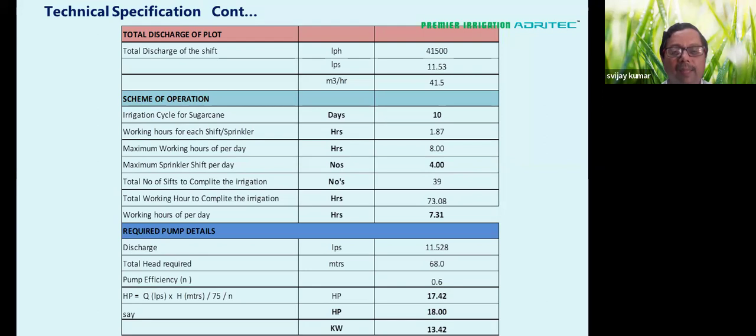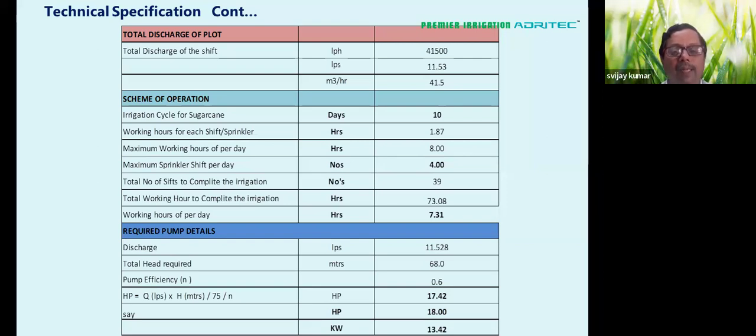Now coming to the scheme of operation, which I explained earlier, it is a 10-day cycle. The working hours for each shift we calculated is around 1.87 hours, and the maximum number of working hours is 8 hours, so each shift will take around 2 hours. So 4 shifts will come each day, and the total number of shifts to be covered in the 10-day cycle is 39. The total working hours is going to be 73 hours, but per day it is only 7.31. So that is very easy.